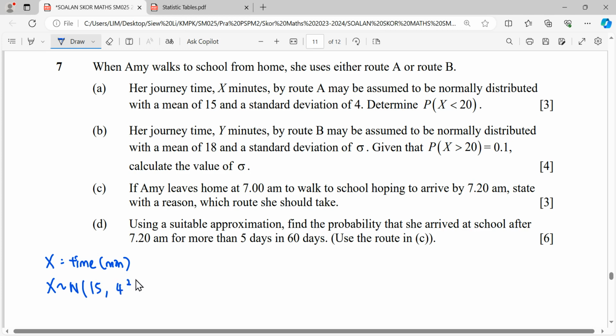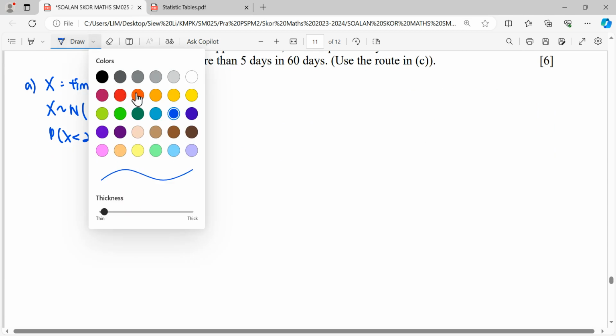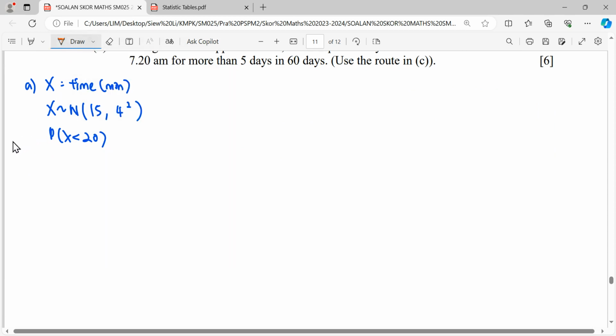In the distribution, we write variance, so 4 squared. Then for the first question, determine the probability of X less than 20. So for us to solve this question, we start by analyzing it, where X follows a normal distribution. So what we need to do is change to standard normal to find the z-score, then draw out the graph and find it from the table to get the answer.